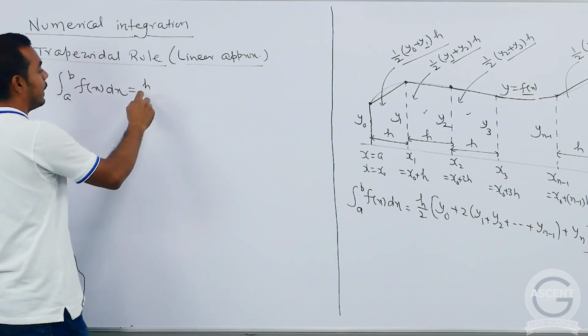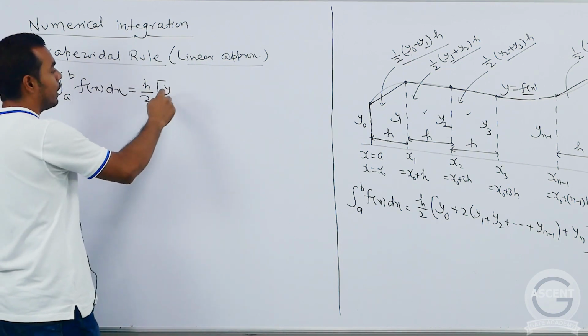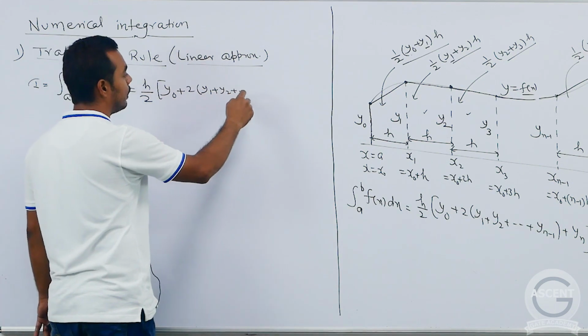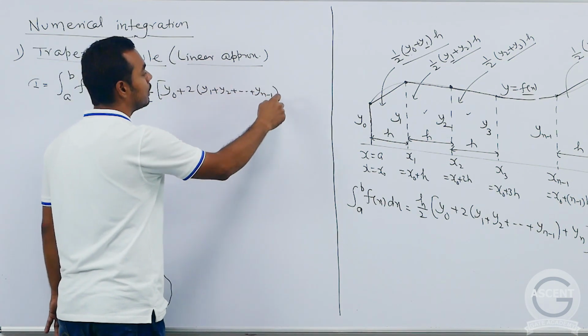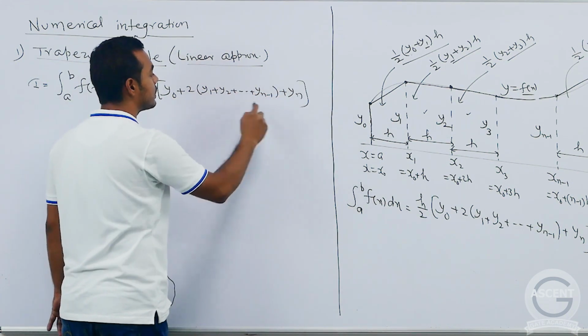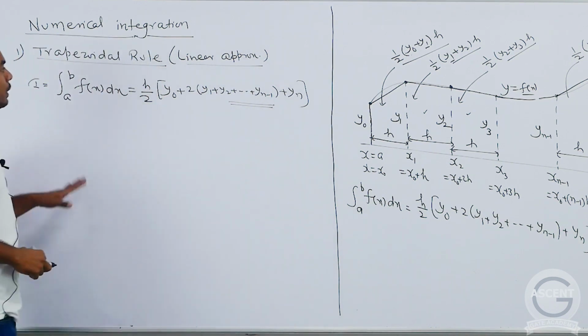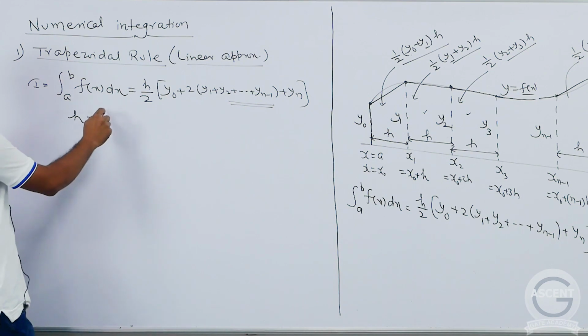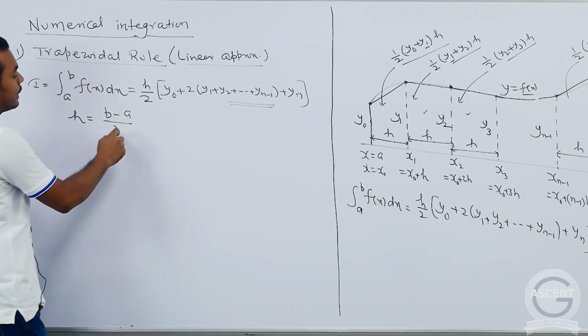This will be simply h by 2 [y0 + 2(y1 + y2 + ... + yn-1) + yn]. So this is a very simple formula. One more important thing that you have to remember is the value of h. This will be given by the formula (b - a)/n.